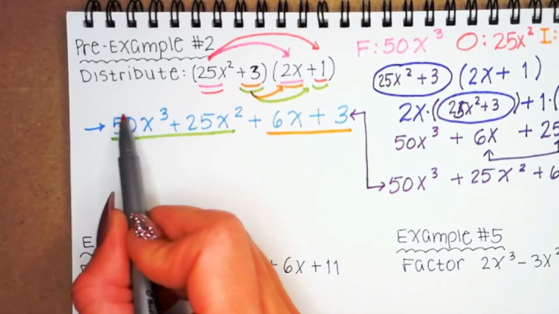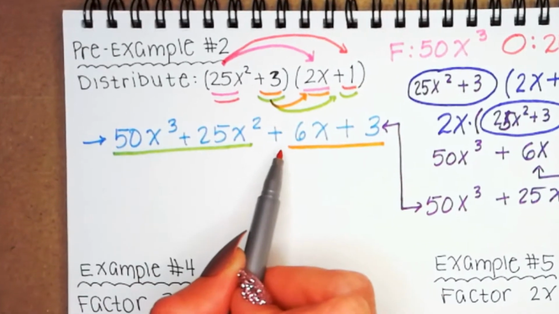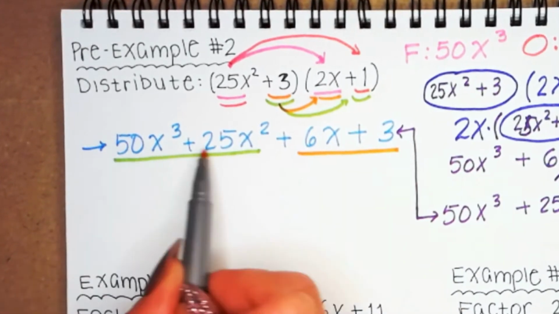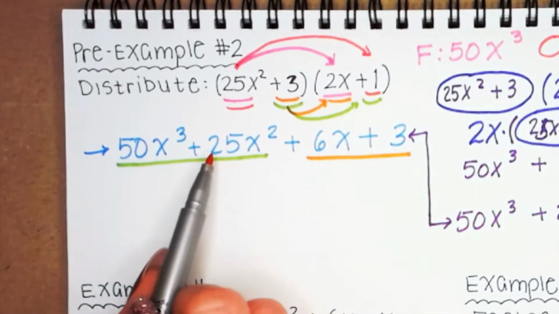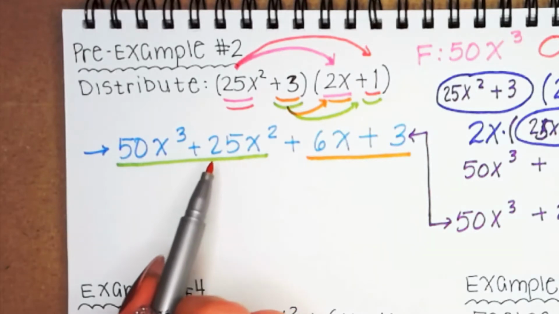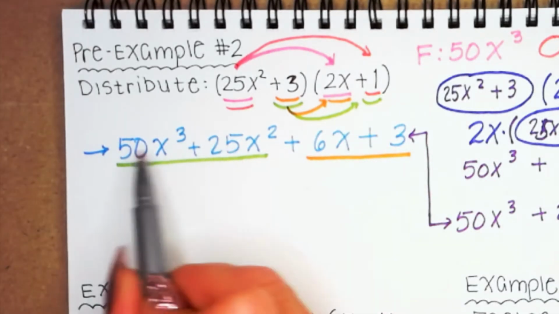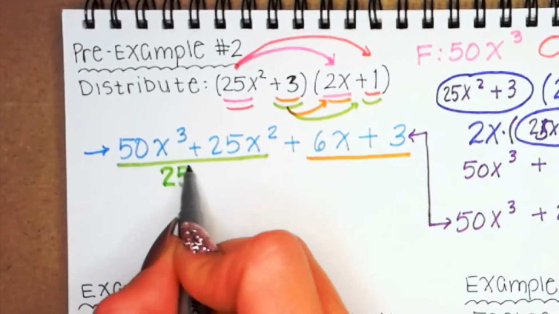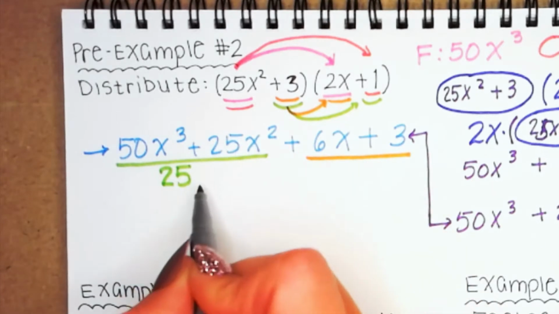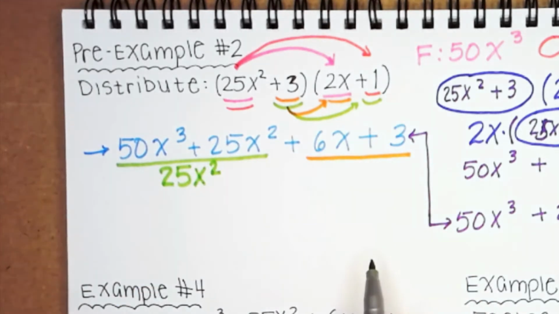What's the greatest common factor out of these terms over here? If you like the way I showed when I broke the numbers all the way down into prime factorization, knock yourself out. I'm going to show a little bit less of that work now and jump right into the answer. The greatest common factor between 50 and 25 is 25. The greatest common factor between x to the third and x to the second is x to the second.